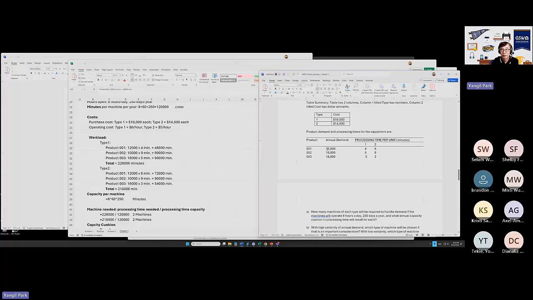Okay. So annual demand for product 1 is 12,000, which is right. Then you need 4 minutes. So that's where it comes from to find out the workload. And product 2, 10,000, 9 minutes. Product 3, 18,000, 5 minutes. Okay. So that's how we have come up with 228,000 minutes total.